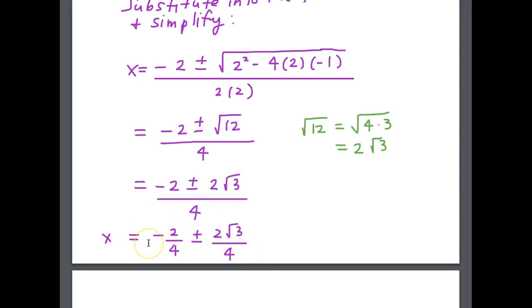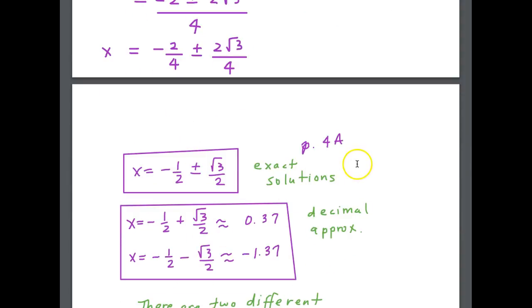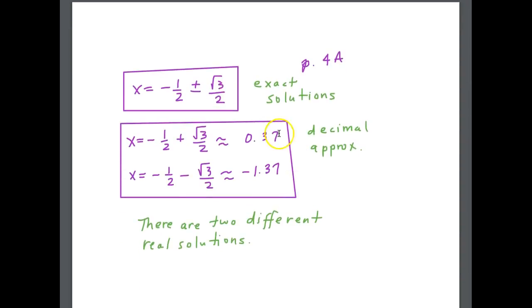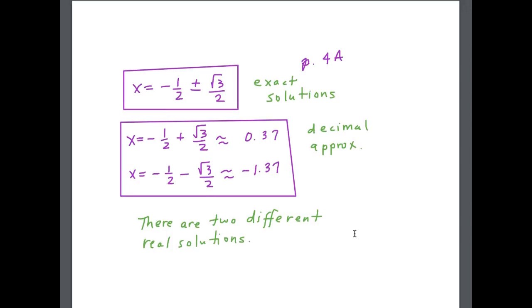Now we can simplify each one of these, and we get the exact solutions. So x is going to be equal to -1/2 plus or minus root 3 over 2, because the 2 goes into the 4 2 times in each case. All right, then if we'd like the decimal approximations, put these in your calculator and make sure you can get these 2 answers. So you notice in this case, there are 2 different real solutions, or real number solutions.